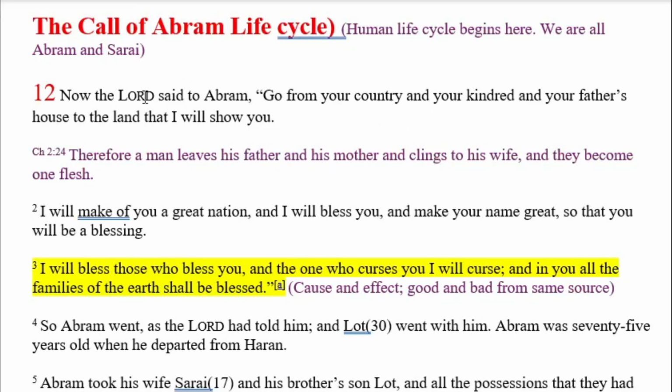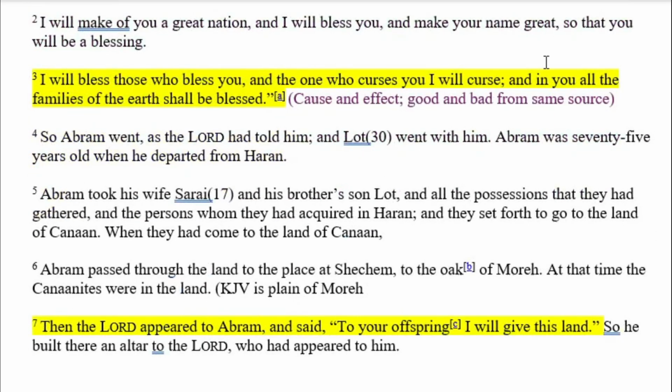This is like when the Lord said, go from your country and your kindred and your father's house. Therefore, a man leaves his father and his mother and clings to his wife, and they become one flesh. That's where it's recycling right there. I will make of you a great nation. I will bless you and make you a great name so that you will be a blessing. And I will bless those who bless you and curse those who curse you. We got cause and effect coming in.